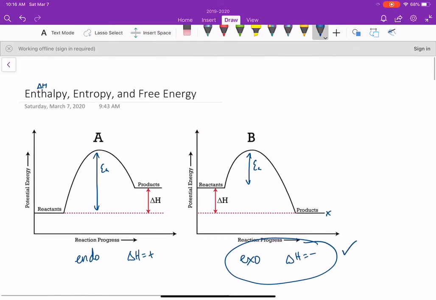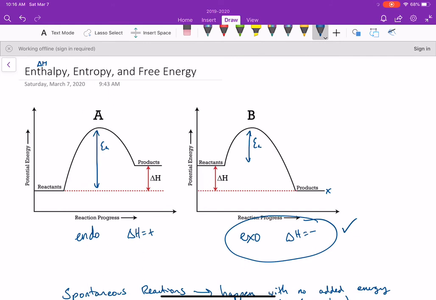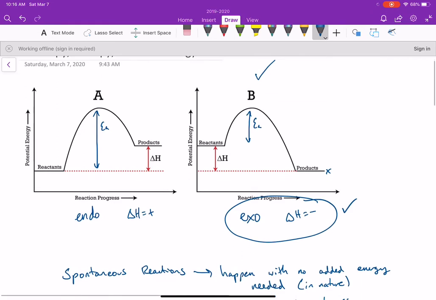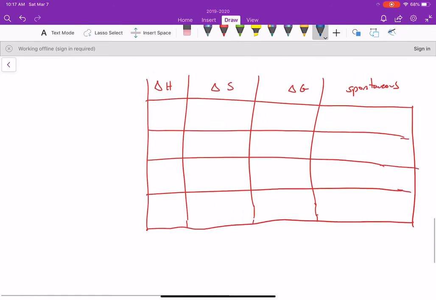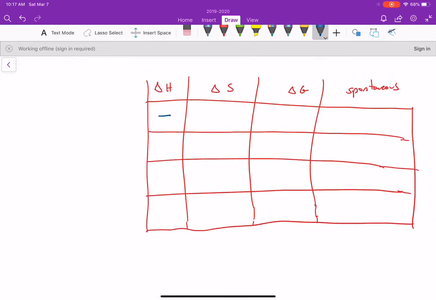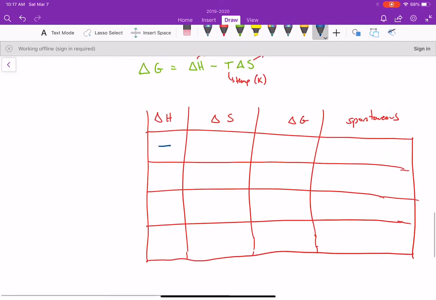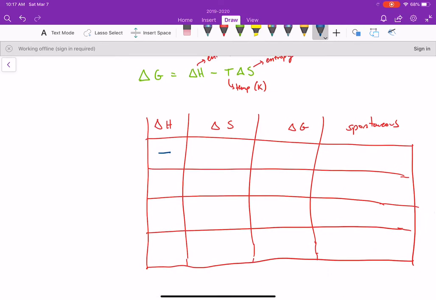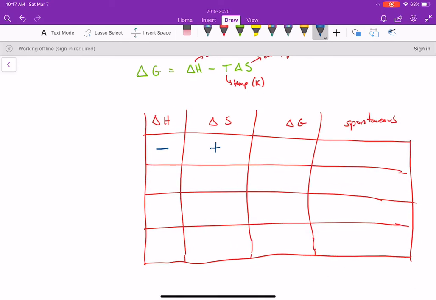Go back to your graphs here. Which one of these would create a situation where my reaction's most likely to happen? And hopefully you said this one, negative. Exothermic, negative H, is best case scenario for spontaneity. That doesn't mean it's definitely going to happen. It just means it's gonna try, okay? So best case scenario for S. In other words, what's going to make something most likely to happen? It's when entropy increases. So I'm going to put a positive sign there, okay?